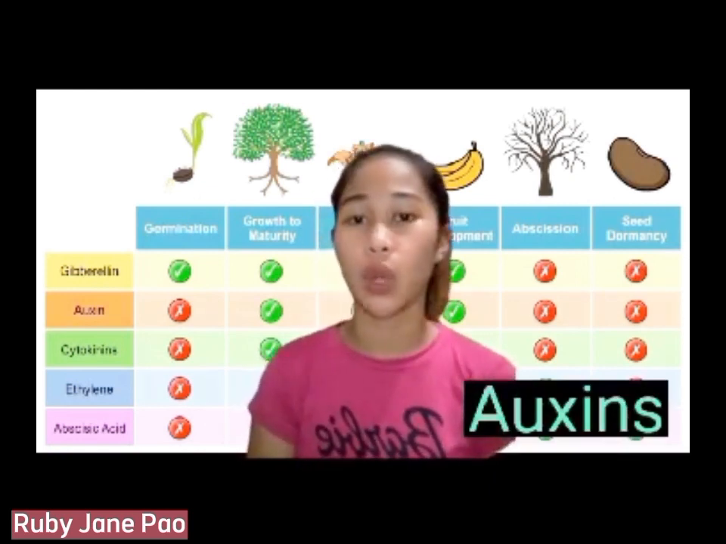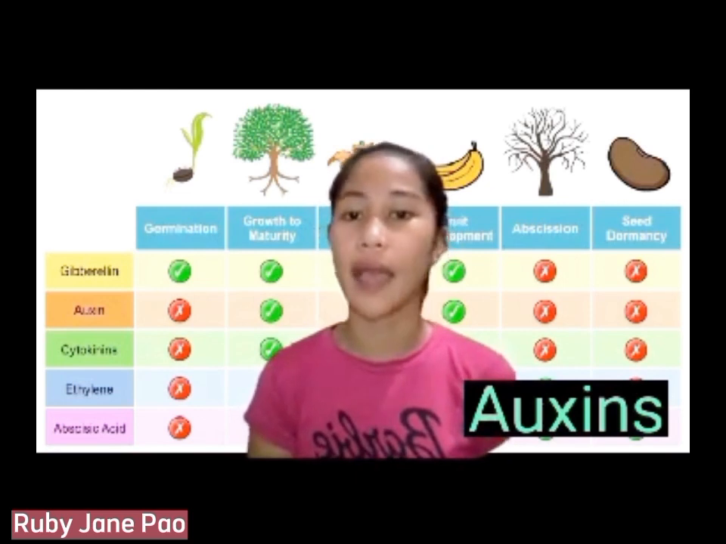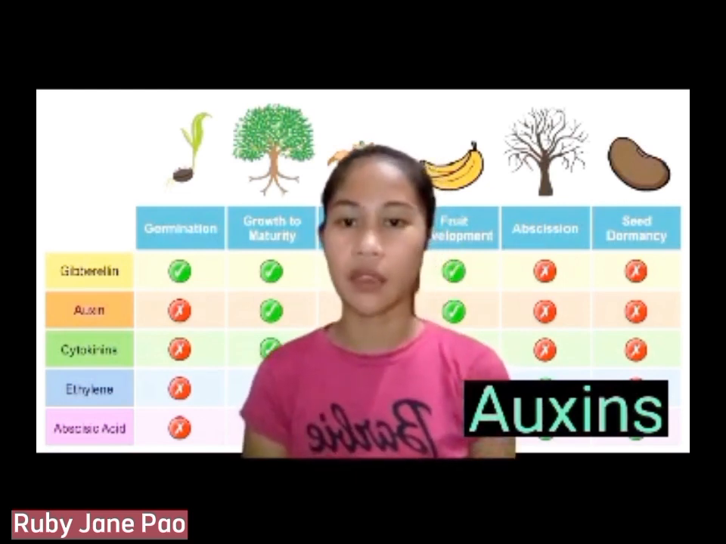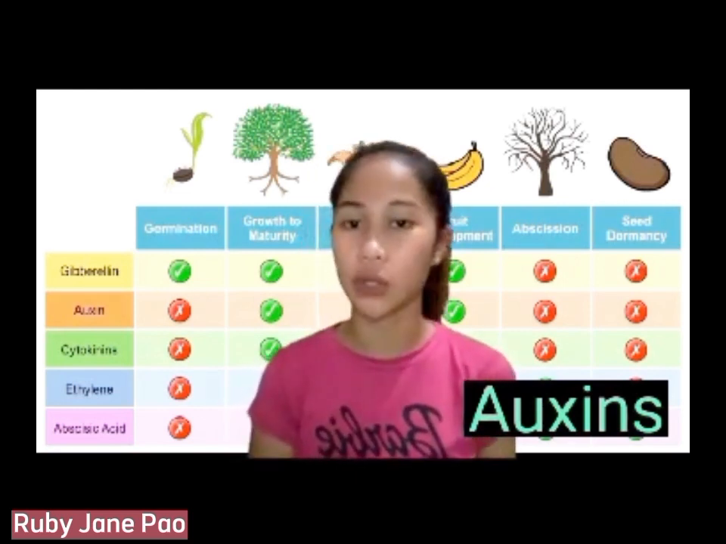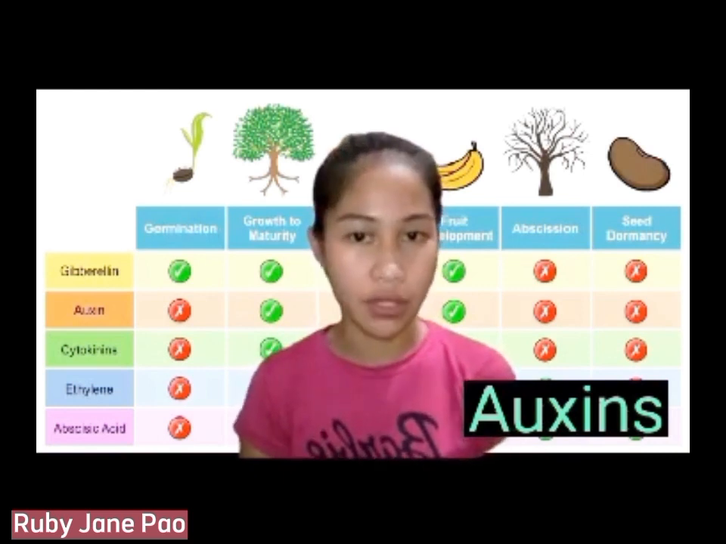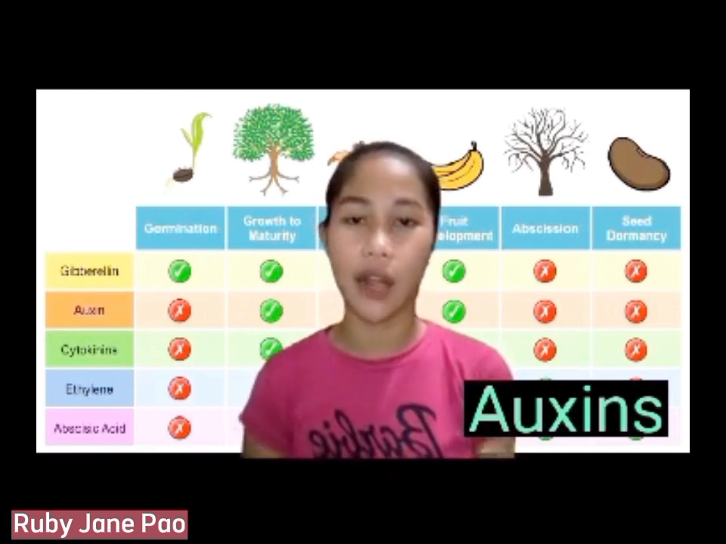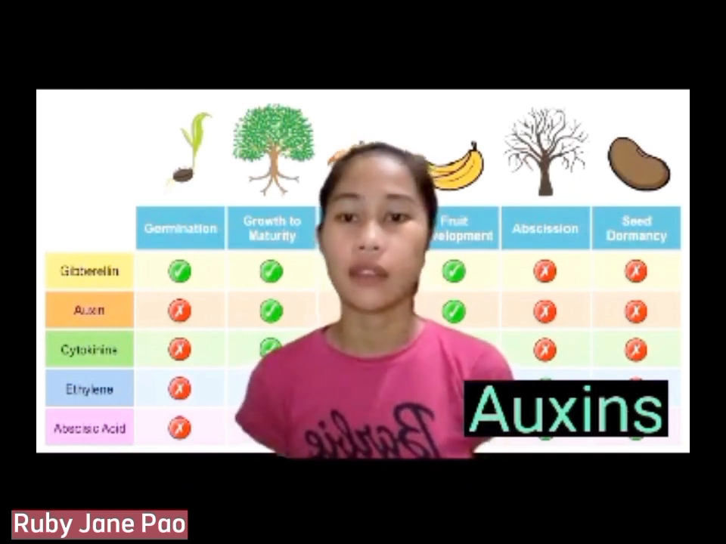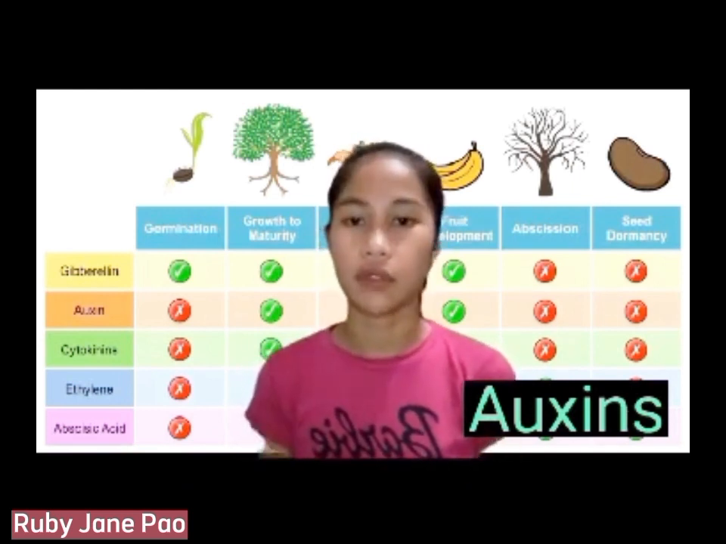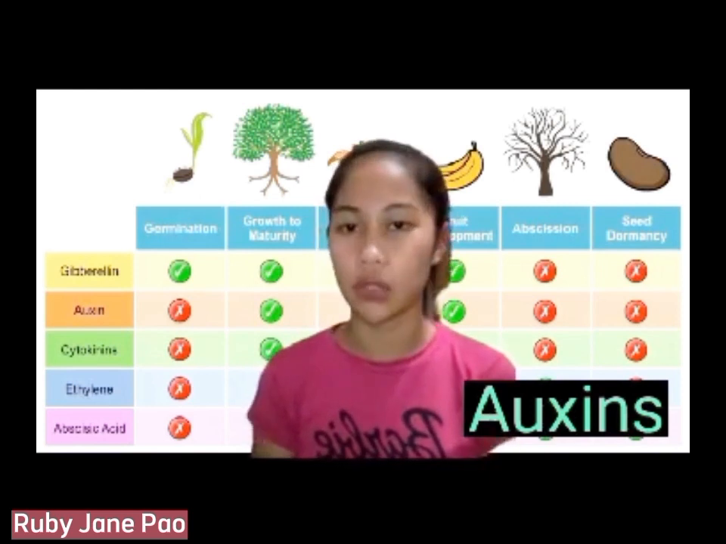Auxins are the growth hormones produced by the apical meristem. They encourage height growth and discourage lateral growth. Auxin means to enlarge or increase. They induce cell division, differentiation, and elongation.